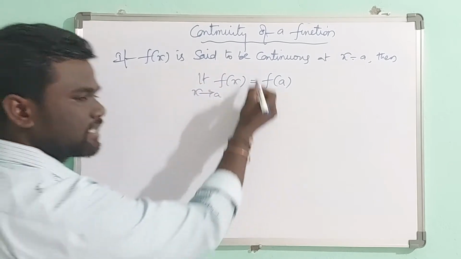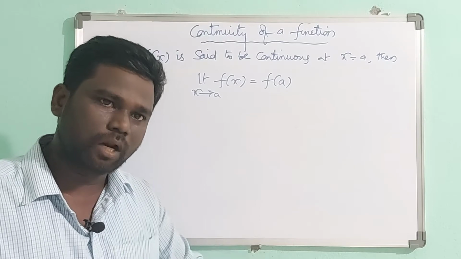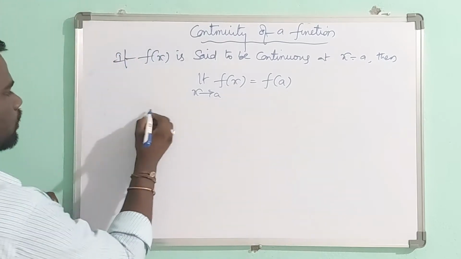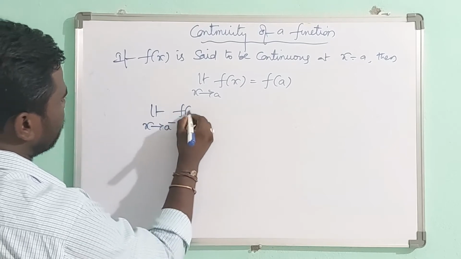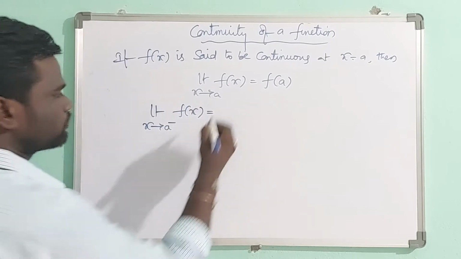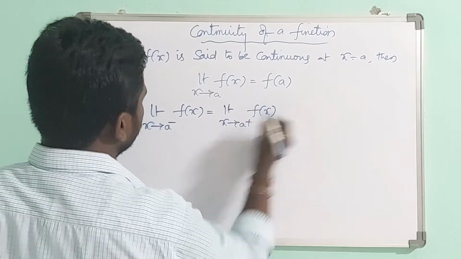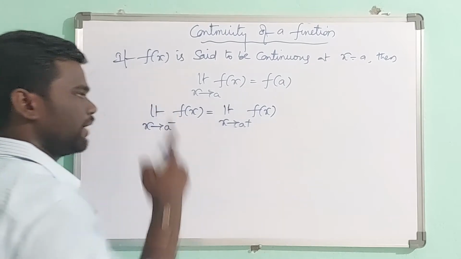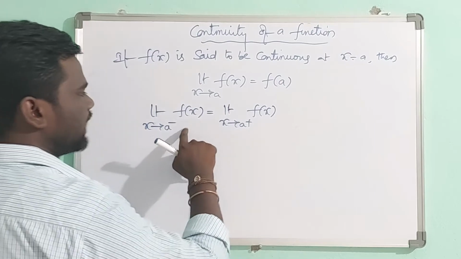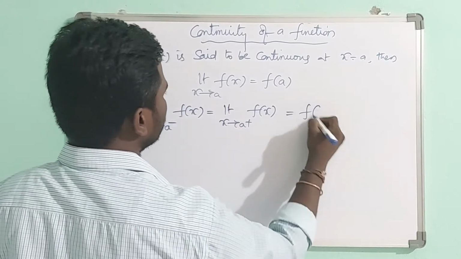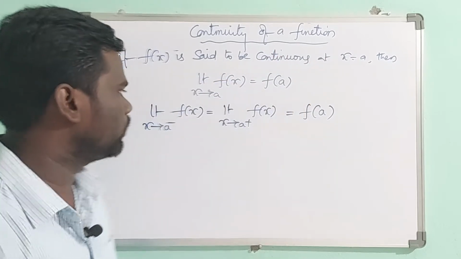So what is the meaning of existence of limit? If the left limit of the function is equal to the right limit, then only the limit exists. So clearly, left limit x tends to a minus f of x is equal to limit x tends to a plus f of x, then the limit exists at x equal to a. If the existing limit is equal to the functional value at x equal to a, then only it is said to be continuous at x equal to a.